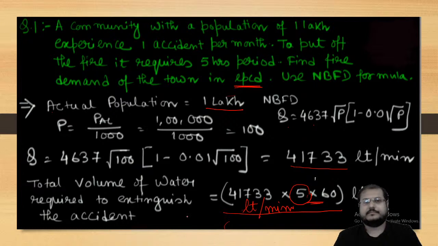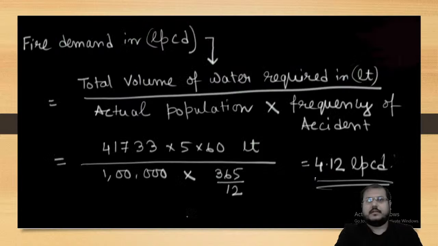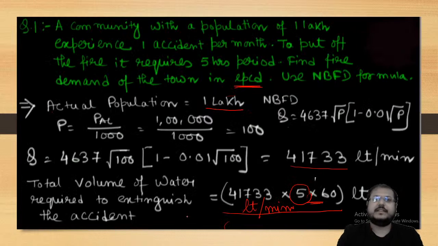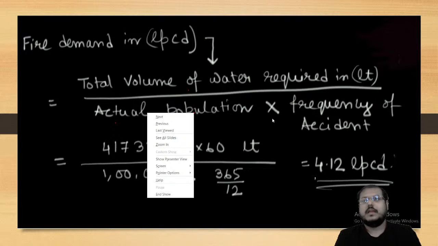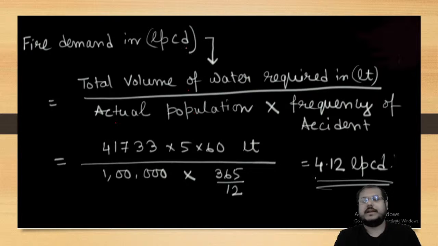So here, the fire demand in LPCD. Previously, what have we found? We have found the total volume of water in liters. The unit is liters per capita per day. So what will be the fire demand? The total volume of water required in liters, per capita per day, so below it what will come? The actual population. Then what will happen? Liters per capita into the per day part, which involves the frequency of accident.